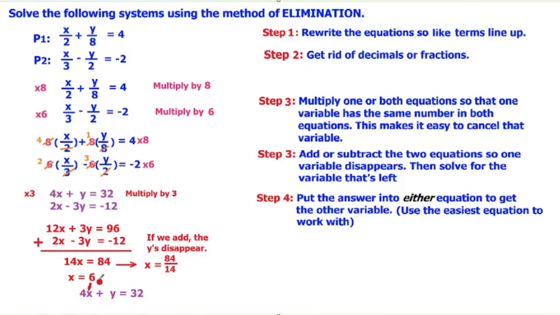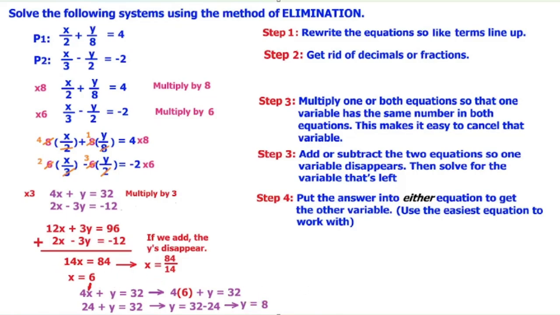So let's put x equals 6 here, and let's figure that out. So 4 times 6 plus y equals 32. So that becomes 24 plus y equals 32. So when we move that over, it becomes 32 minus 24. So finally, y equals 8. So now we have both our variables.